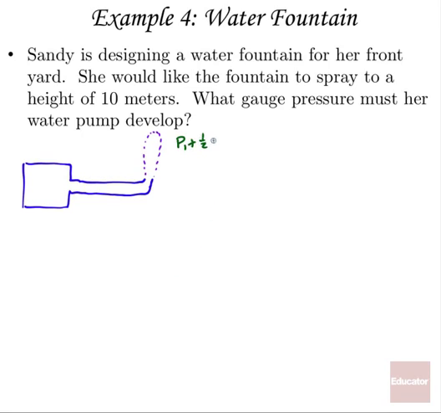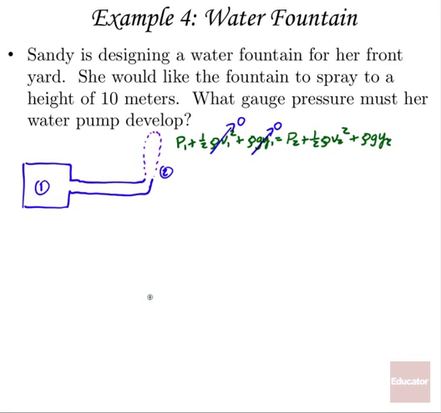P1 plus 1/2 rho V1 squared plus rho GY1 equals P2 plus 1/2 rho V2 squared plus rho GY2. If we call this section over here on the left 1 and over here 2, right away we can make some simplifications. At 1, we will assume that we have so much water, the velocity there in the pipe is roughly 0. That term goes away. We're also doing this at ground level, so Y1 is 0.